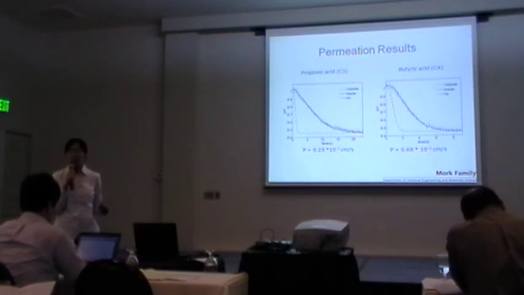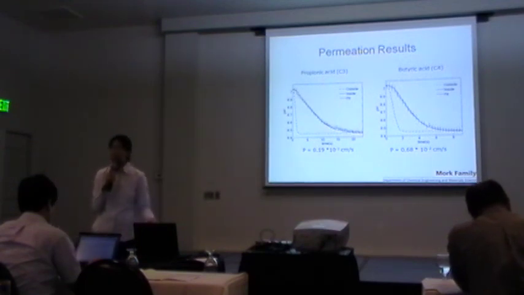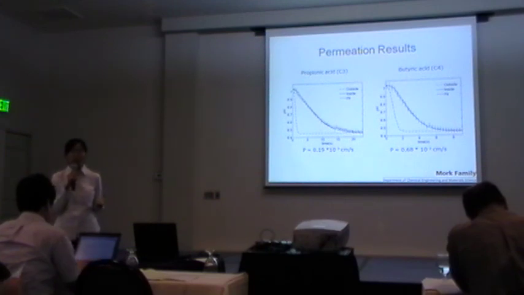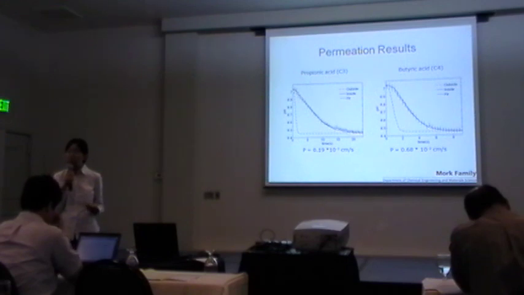Then we analyze this process using the finite difference model, and we can obtain the internal concentration change from the model results. Then we compare our model results to the experimental results. As I showed here, at the best fitting point, we can obtain the permeability.